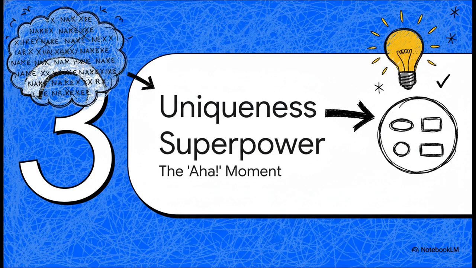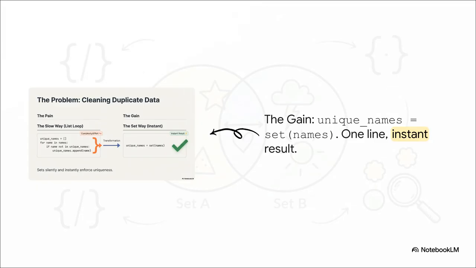This is the aha moment. Just look at that. All that looping, all that checking we did before, it's gone. Replaced by one single, clean, readable line of code. You just pass your messy list to the set function, and boom. Python automatically takes care of the uniqueness. You no longer have to ask, have I seen this before? The set just does it for you.